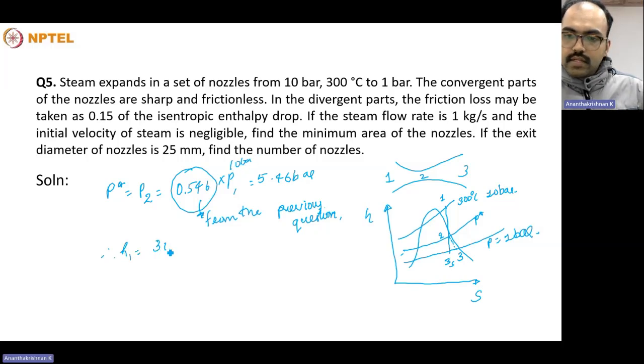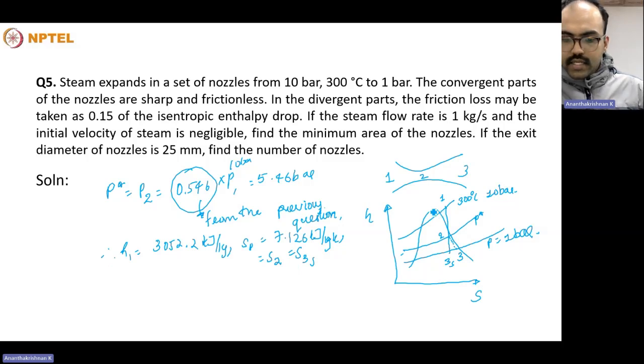H1 from the steam table is 3052.2 kilojoule per kilogram. S1 will be equal to 7.126 kilojoule per kilogram Kelvin. That will be equal to S2 and S3S. So the first section is isentropic, and in the second one there will be an enthalpy drop due to the friction loss in the divergent part. So from 2 to 3, there will be some friction associated with it.